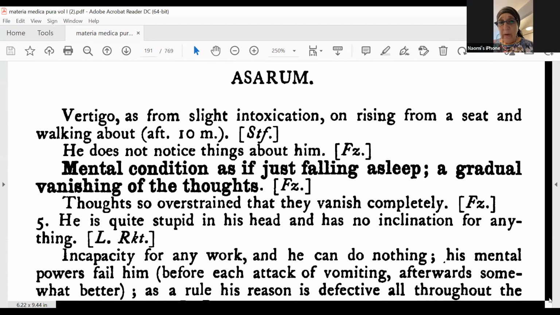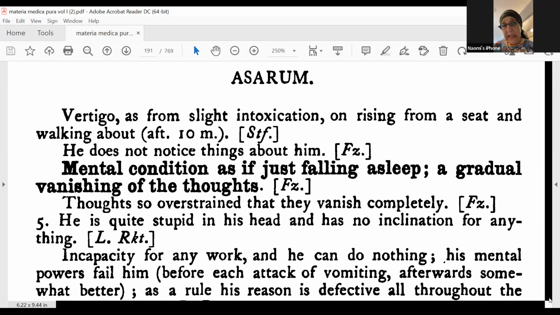So vertigo, which means your head is spinning, or you feel as if your head is spinning, as if from a slight intoxication, meaning as if you had perhaps had alcohol, as you're coming up out of your seat and walking around. And this happens after about 10 minutes after the provers took the remedy.